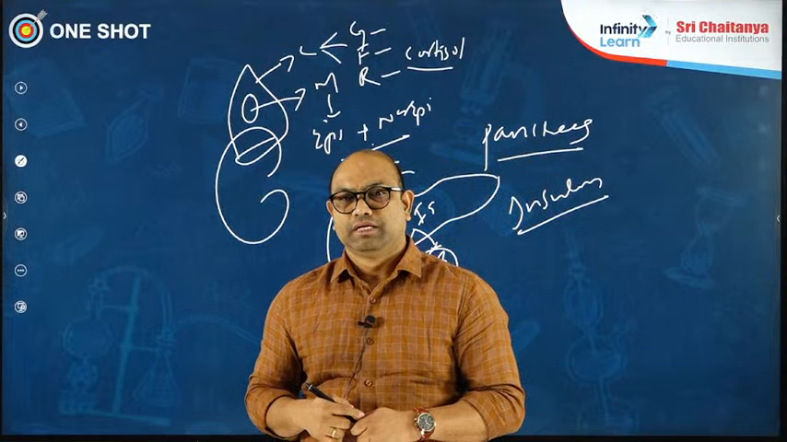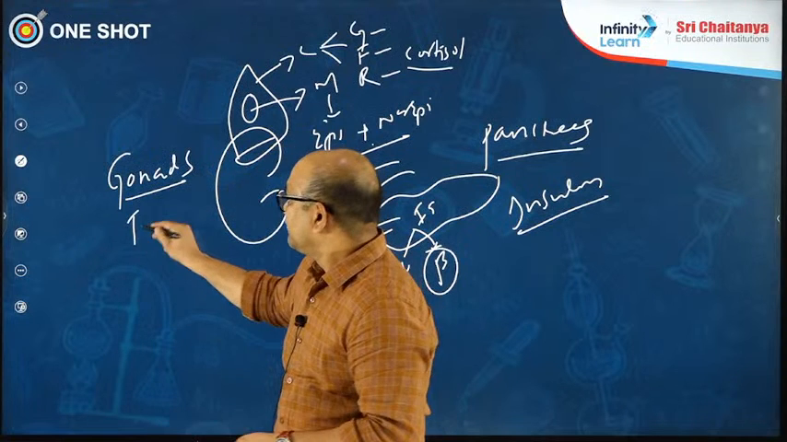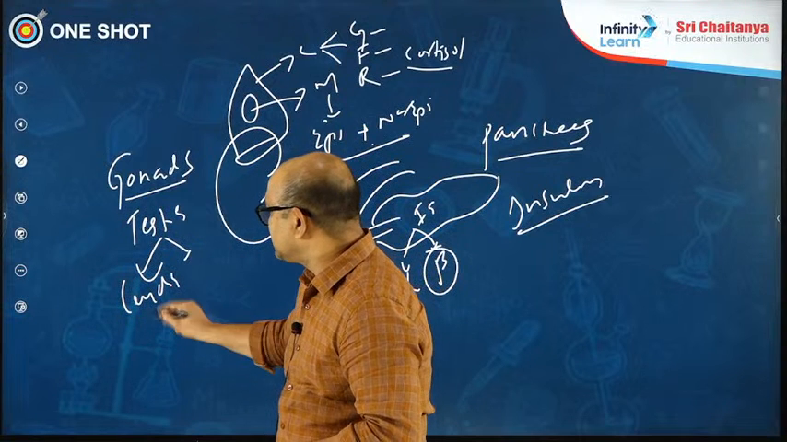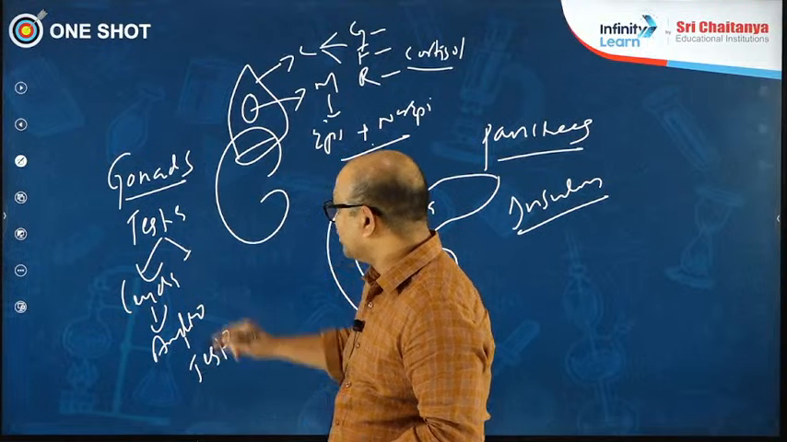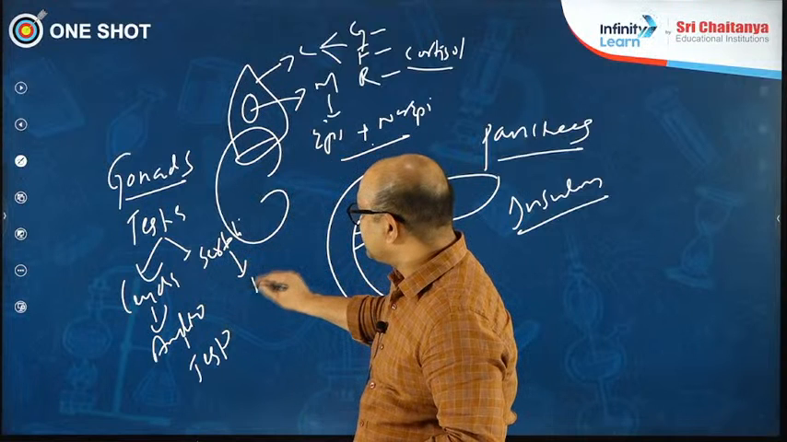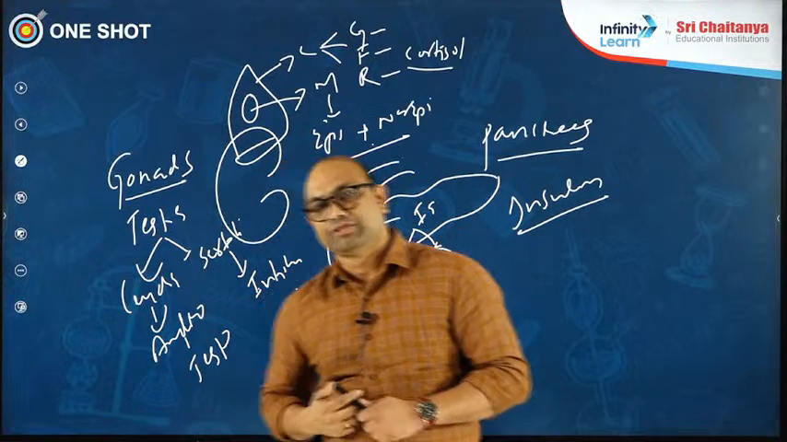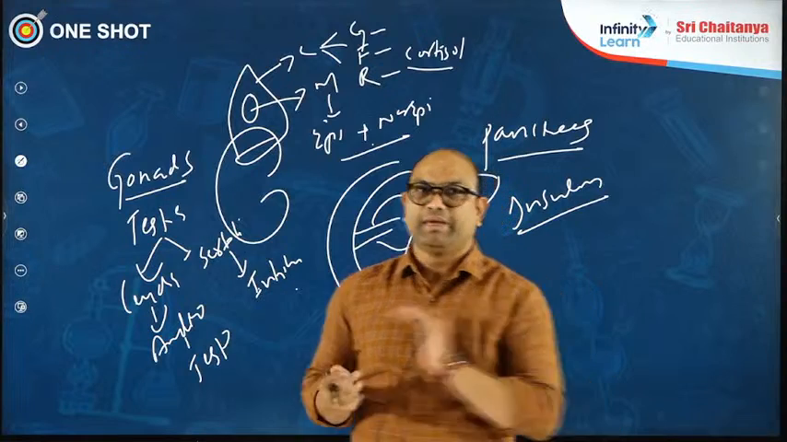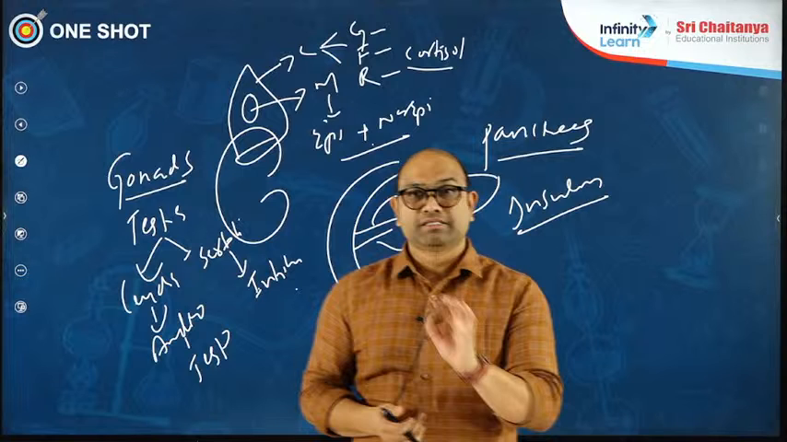Next, let us talk about gonads. Regarding the gonads, first the testis. Mind the testis: the Leydig cells of the testis secrete androgens. The principal androgen is testosterone. The Sertoli cells of the testis secrete a hormone called inhibin. Let us talk about the functions of androgens. Androgens are involved in the regulation of secondary sexual characters of the male and are also required for the development of accessory ducts of the male reproductive system.